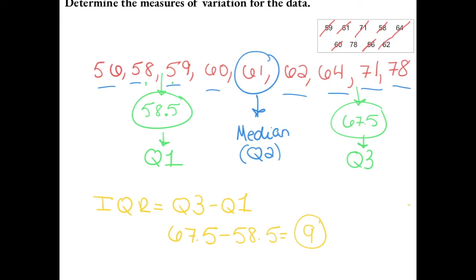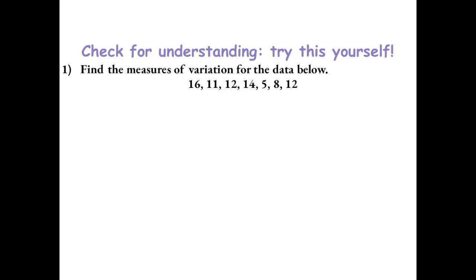The last piece that we want to find is the range. The range is the largest number in the set, which in this problem is 78, minus the smallest number in the set, which in this problem is 56. And this equals 22. Try this one yourself to check for understanding, then check your answer with the next portion of the video.